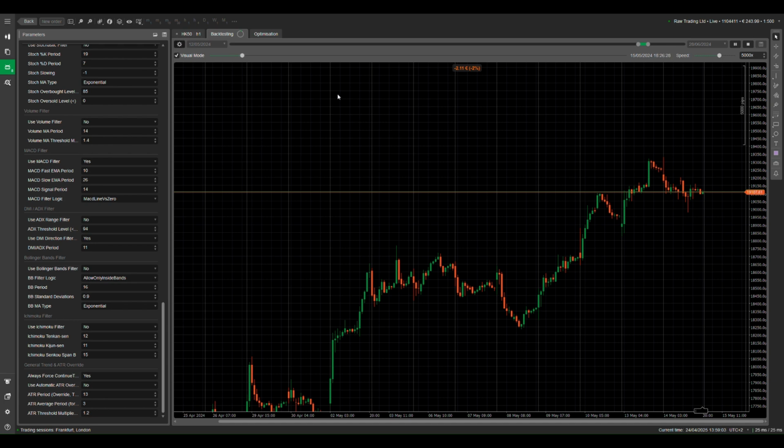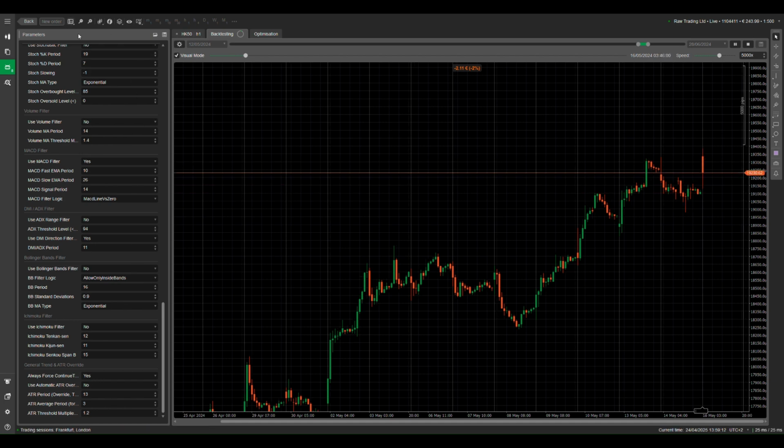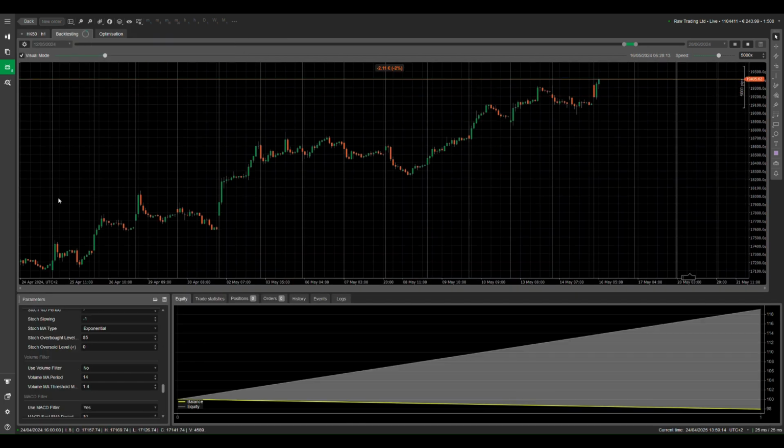Max short positions. Description: the maximum number of simultaneous sell, short, positions this cBot instance is allowed to have open. Default, 1. Min value, 1.